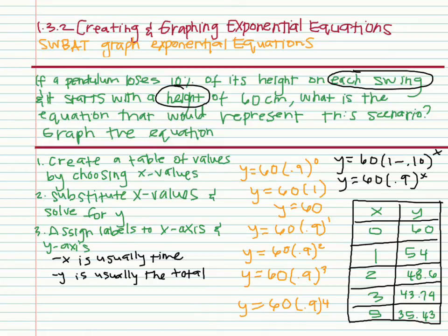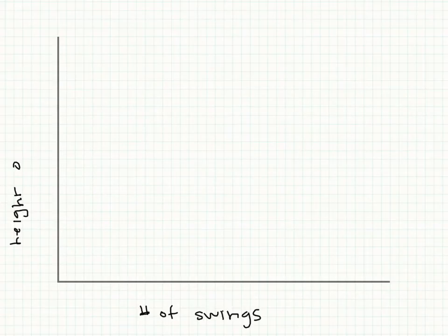Let's move on to a graph page, and I need to label my x-axis as the number of swings, and I need to label my y-axis as the height of the pendulum. Sometimes the labels are going to be really obvious to you. At other times, you might have to really think about what you want to label each axis as.